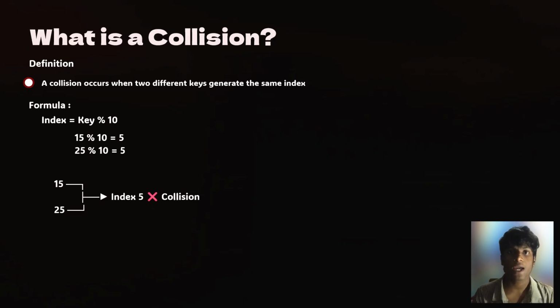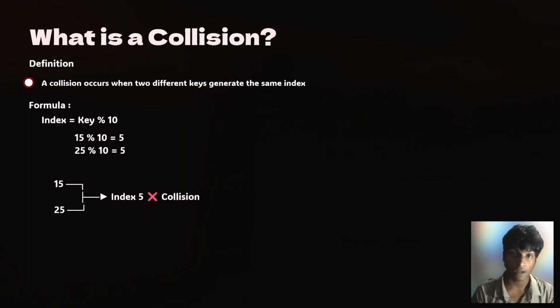Up to this point, we have seen how hashing stores and retrieves data very efficiently. However, hashing isn't perfect. Sometimes a problem can occur, and this problem is called a collision. A collision happens when two different keys are assigned to the same index in the hash table.